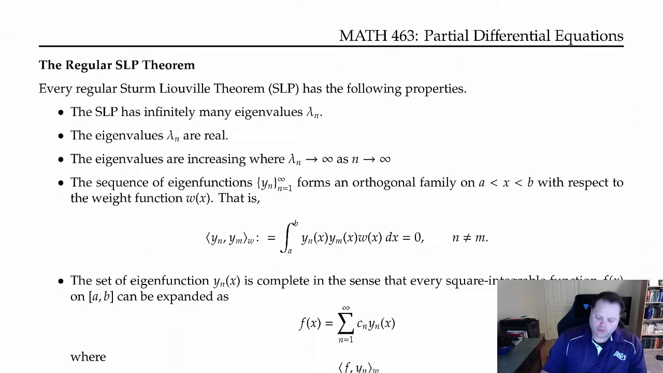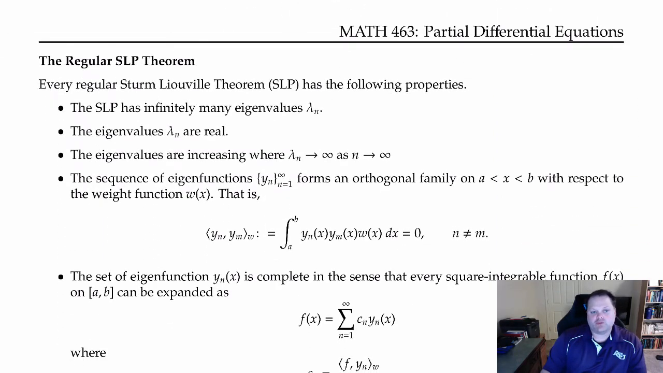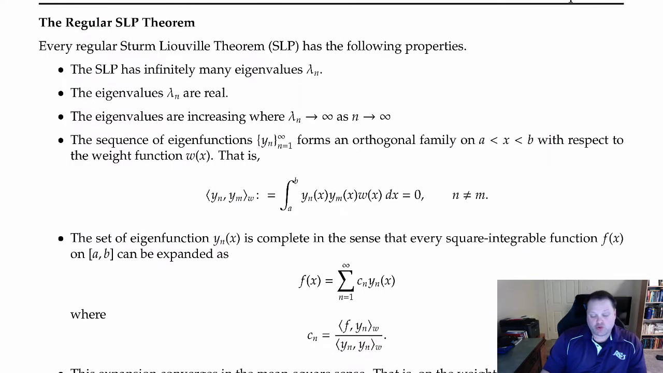Okay, so we have access to a really powerful theorem. What I'm going to do is state the theorem with you now, and we're going to prove parts of it, but parts of it are sort of outside the scope of this class. What I'm really interested in is the proof of the fact that if you have a regular SLP, then you will always have real eigenvalues. You don't even need to check the complex case. You'll always have real eigenvalues. The eigenvalues are increasing, and you have infinitely many of them.